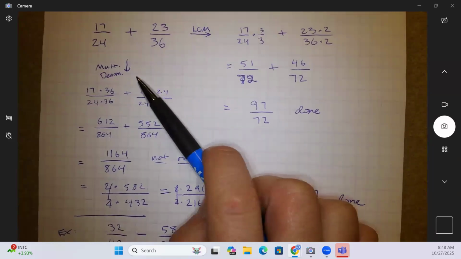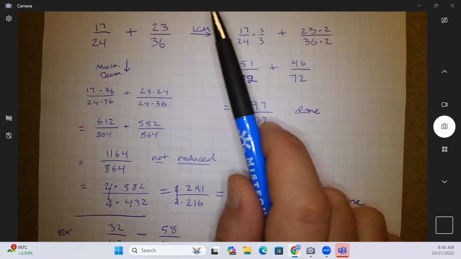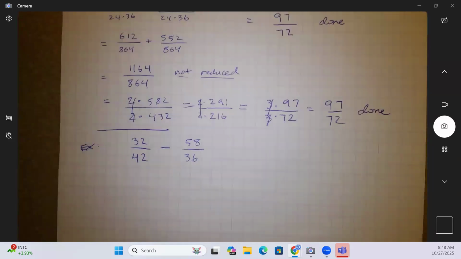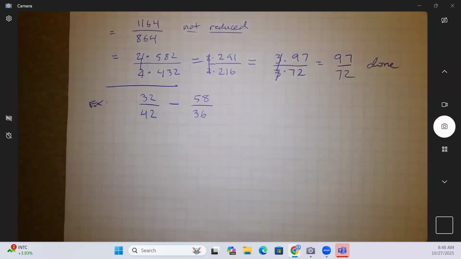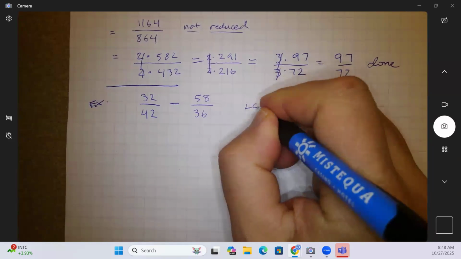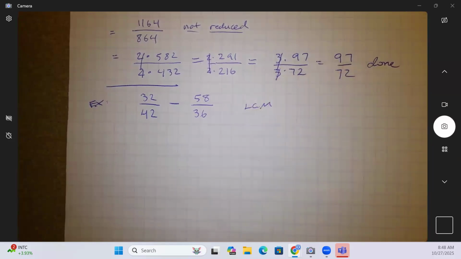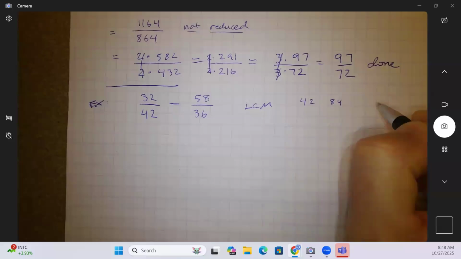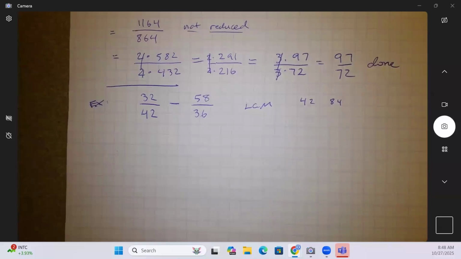Flexibility is good, but I also think it's a good idea to learn something and learn it really well before you start worrying about other ways to do things. So in general, for adding and subtracting fractions, let's use the least common multiple approach until you feel like you've got it down really well. So I'm going to count by 42s: 42, 84. It's absolutely okay to turn to a calculator.